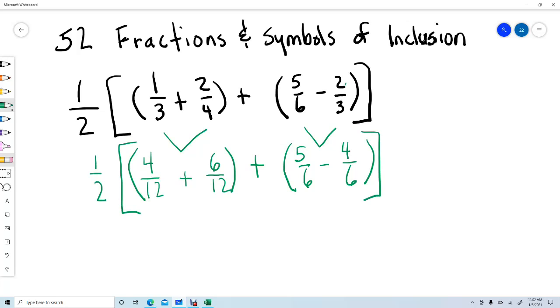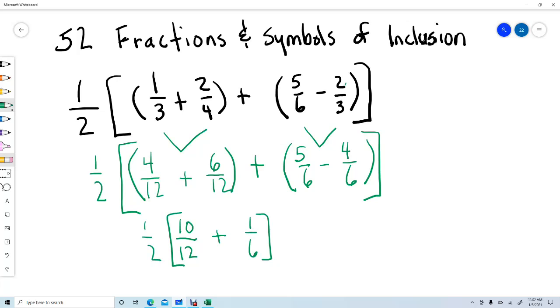1/2 is ultimately going to be multiplied. I don't need a common denominator for multiplication, so I won't have to do anything with 1/2. I will just multiply it by the final answer in my brackets here. Okay, this should be pretty simple going forward now. I've got my common denominators. So in my first set of parentheses, 4/12 plus 6/12 is 10/12. We add the numerators. We do not add the denominators. Don't add denominators when you add fractions. And then in my second set of parentheses, I have 5/6 minus 4/6, and that's 1/6. I'm going to put my brackets back on.